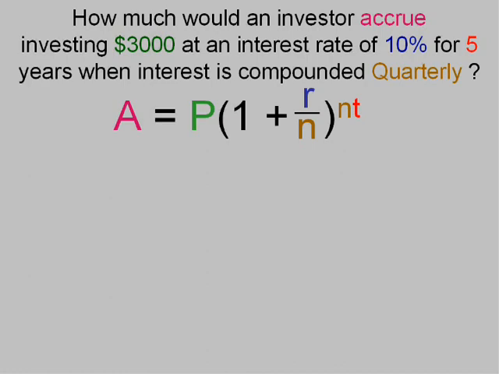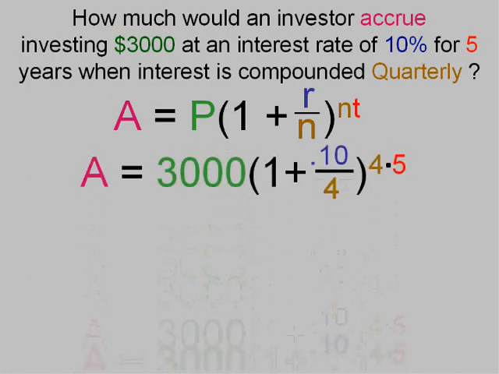Let me do this one more time, just to make sure you're familiar with this formula. Okay, let's start off again. How much would an investor, that be you, accrue? How much would they have in their bank account throwing down $3,000 at an interest rate of 10%? That's a hefty interest rate, but for 5 years, so it's in the bank for 5 years, when the interest is compounded quarterly. Well, that means the magic number is 4. So putting in all our numbers, we're going to have 3,000 for principal, 10% or 0.10 for interest rate, 4 for the N, and of course 5 for the time in years.